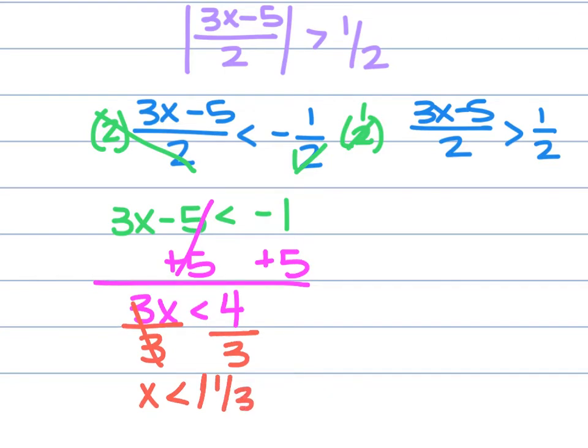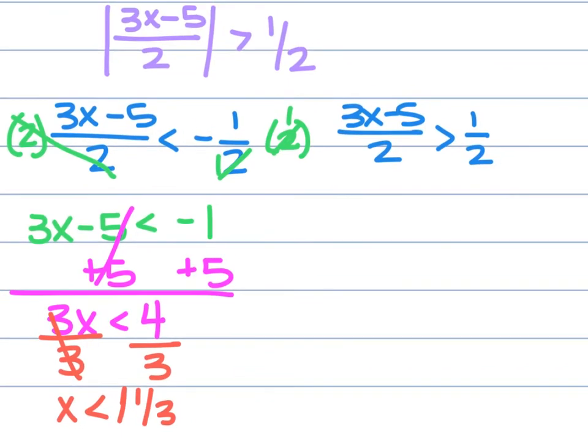Now go back to the other one on the right side. You have 3x minus 5 over 2 is greater than 1/2. So again, we're going to multiply each side by 2.